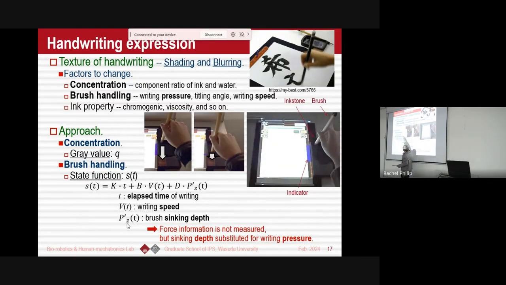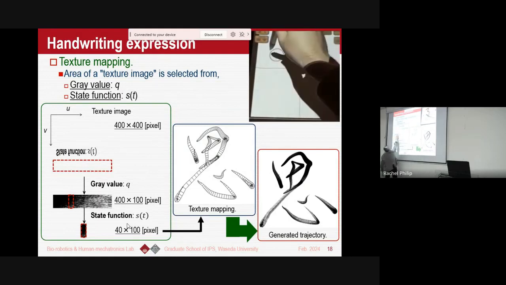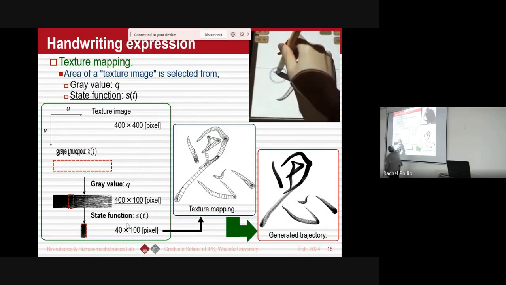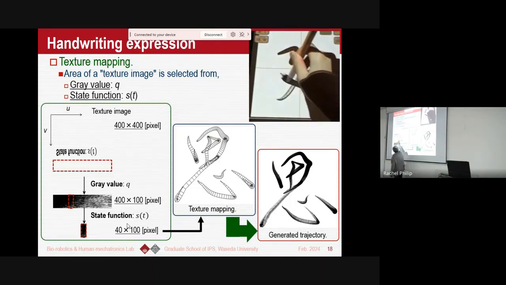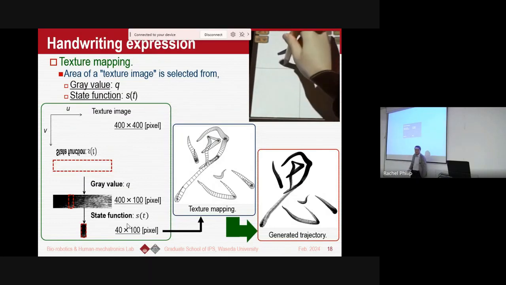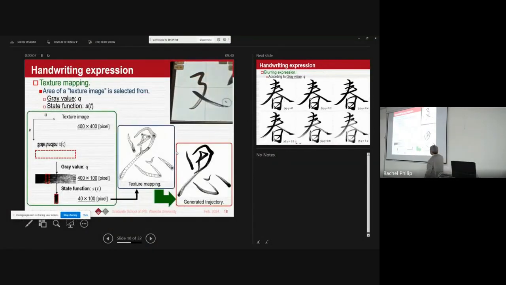By using these factors, our approach is, firstly, preparing a texture. It's a little bit different, but one texture is given here, and based on this texture, the UV factor, the pitch part is selected by gray values, and in this gray value, the state factor decides which part should be used. By using this part, each square is filled. So therefore, this kind of blur expression can be realized.